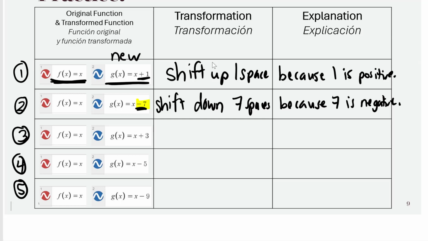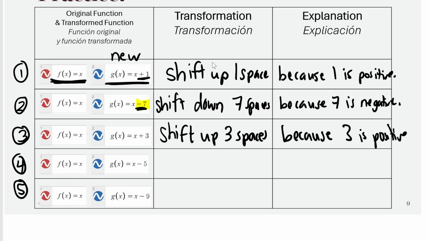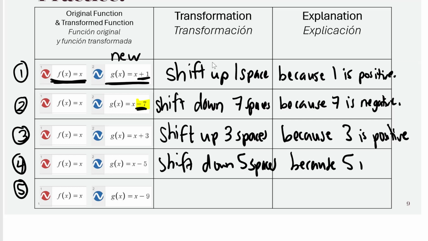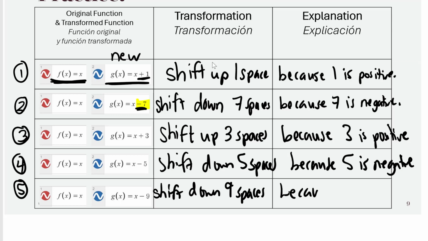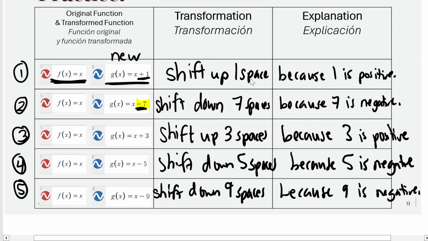Now that you've finished answering the questions, I'll tell you the answers. This one is shift up 3 spaces because 3 is positive. This one is shift down 5 spaces because 5 is negative. This is also shift down 9 spaces because 9 is negative. Good job.